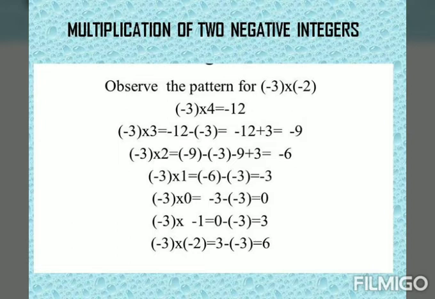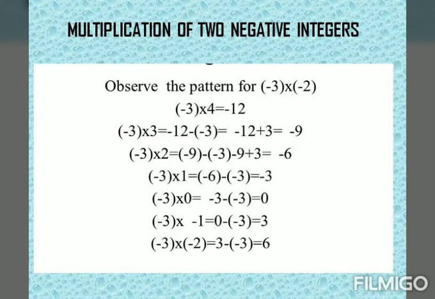Okay, see if I proceed like this, see the procedure: minus 3 into plus 3 equal to minus 9. Again minus 3 into plus 2 is equal to minus 6. Minus 3 into plus 1 is equal to minus 3. Minus 3 into 0 is equal to 0. Minus 3 into minus 1 is equal to plus 3. Again minus 3 into minus 2 is equal to 6. See children, this is the repeated addition I said.